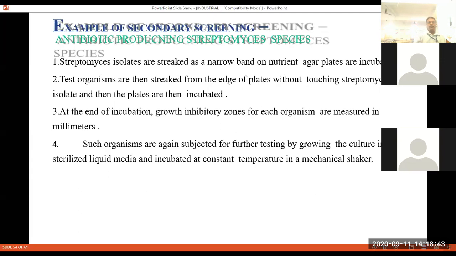Okay, so this is one example related to Streptomyces isolates. We are producing certain narrow bands on the nutrient agar plate. We will take up this experiment in detail.